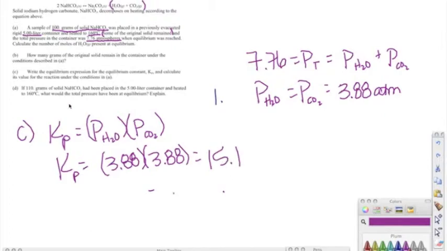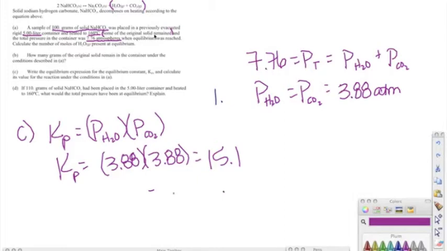15.1. And then D asks if 110 grams of solid NaHCO3 had been placed in a 5-liter container instead of the 100, so we added 10 more grams, what would the total pressure have been at equilibrium? Well, remember I said some of the original solid remained, which means we were at a true equilibrium? If we had 10 more grams, then instead of 8.4 grams remaining, we would have 18.4 grams remaining. So it would have absolutely no effect on the total pressure because the reaction had reached equilibrium.